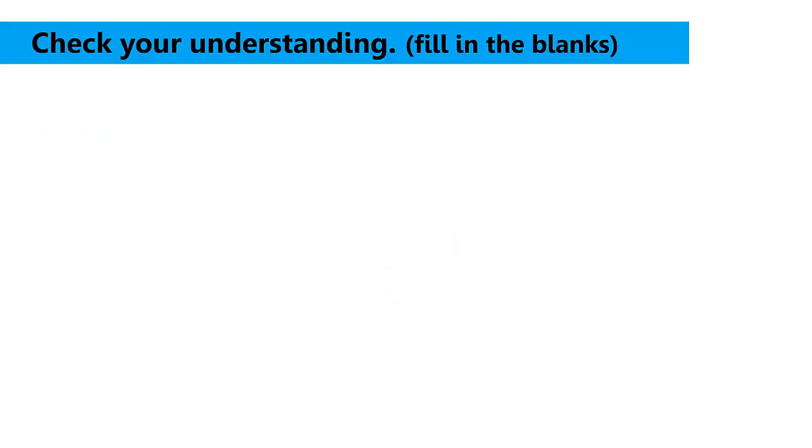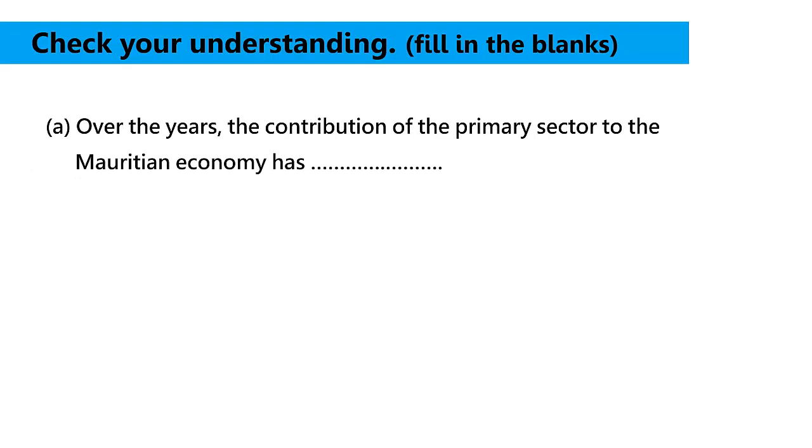Now let us check your understanding of the lesson on the comparison of the contribution of the different sectors of the economy from 1970 to 2010. Try to guess the missing word. Over the years, the contribution of the primary sector to the Mauritian economy has blank. The answer is, over the years, the contribution of the primary sector to the Mauritian economy has contracted.